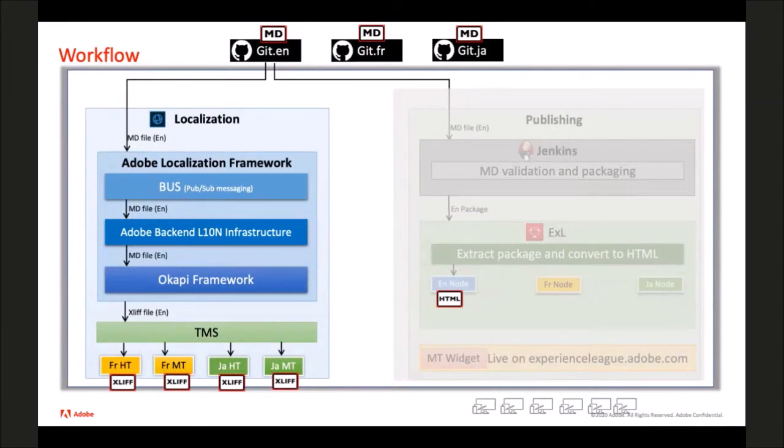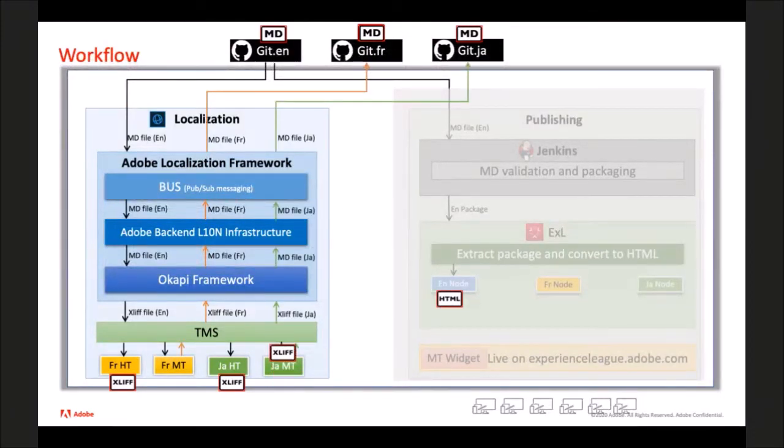With the MT, it first gets leveraged by our translation memory, and whatever is not done is leveraged by machine translation. Then it's pushed back to our Okapi framework, where it gets converted to Markdown and pushed back to the respective French product repository. A similar thing happens for Japanese, where the file is again converted from XLIFF to Markdown and pushed back to the Japanese repository.